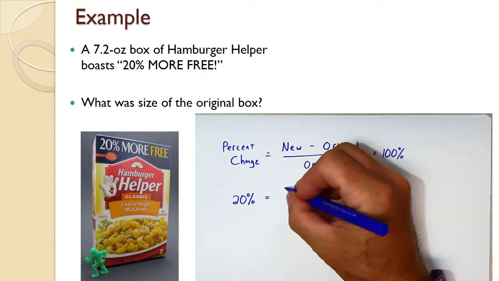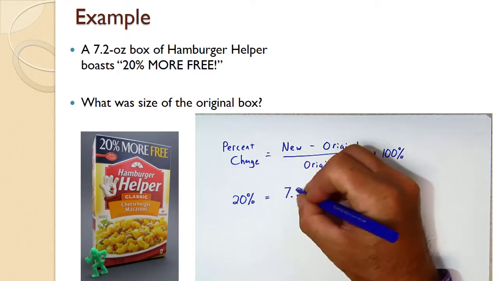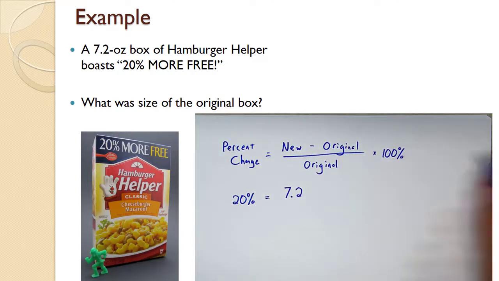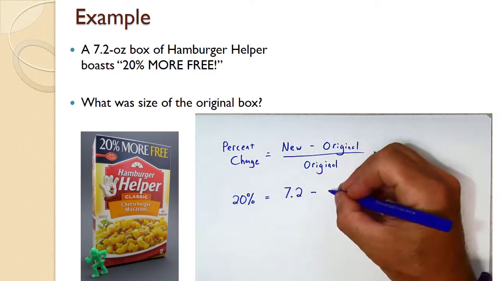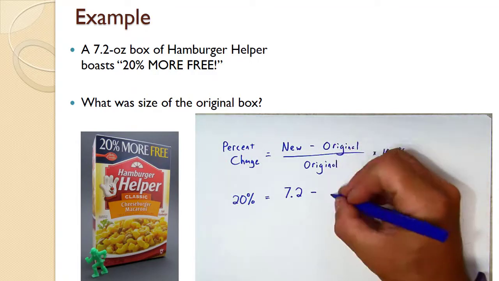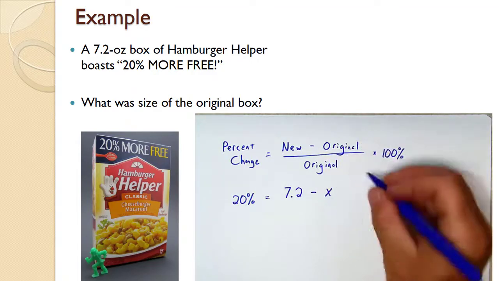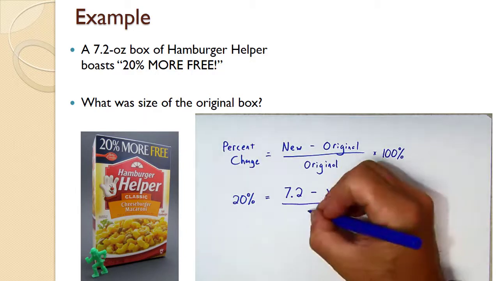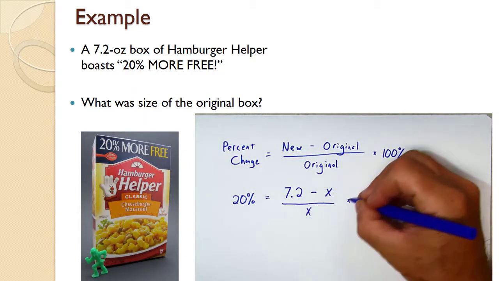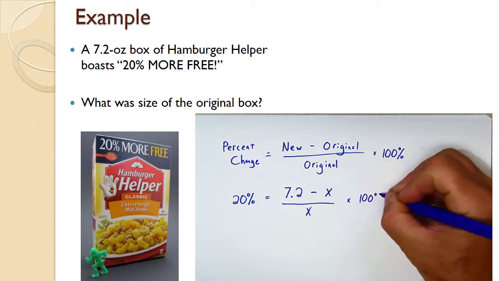Now our new amount, we know what that is. That's 7.2. We'll leave the units of ounces off of here. Our original amount, we don't know what that is. O is a bad variable. It looks like 0, so we're just going to use x here over the original amount of x times 100%.